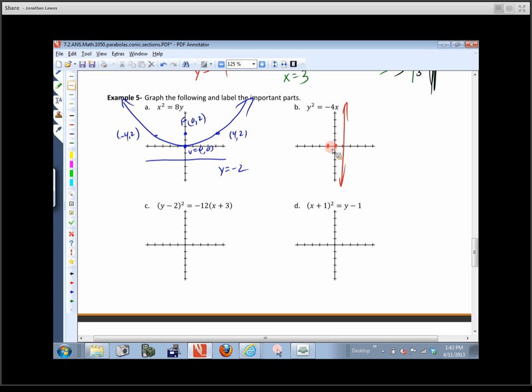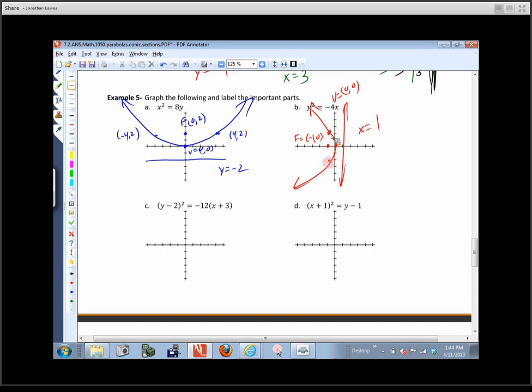How long is the entire latus rectum? 4. How far in each direction? Just 2, so we're going to go from here to here. Draw the shape. Label everything. So the focus is going to be negative 1, 0. Vertex, not much room there, so I'll write it up here. Directrix, x or y? X equals positive 1.